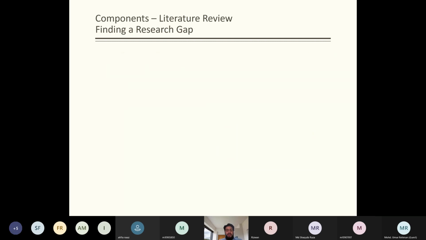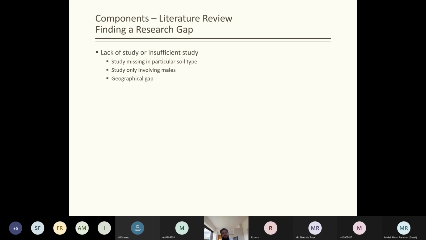One of the questions we often come across is how do we find a research gap? Because literature review is something you're going to start doing before developing a research question, because you need to know what's going on in that topic before coming up with a research question. So how do you find a research gap? And that's something you do while doing a literature review.